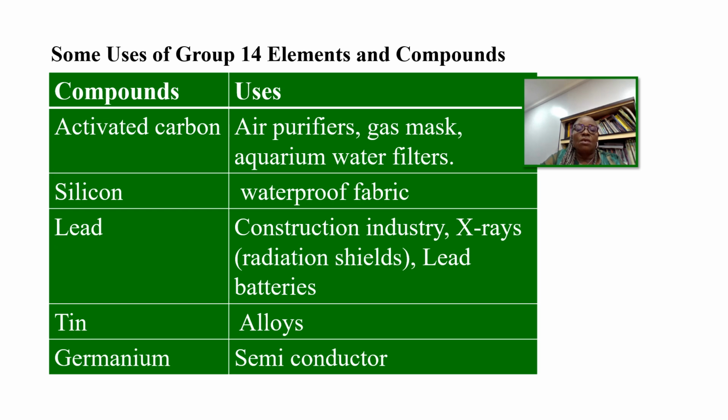Silicones are used as waterproof fabric because their oxygen atoms attach to the fabric, leaving the hydrophobic methyl groups like tiny inside-out umbrellas sticking out of the fabric surface. Lead is durable and malleable, which makes it useful in the construction industry. Lead is very dense, which makes it ideal as radiation shields for X-rays. Lead is also used as electrode for rechargeable batteries. And tin's main use is in tin plating and in alloys such as bronze. Germanium is used in the semiconductor industry.